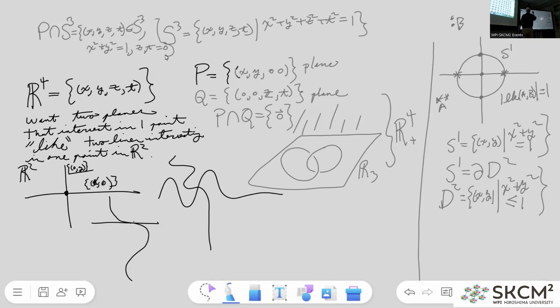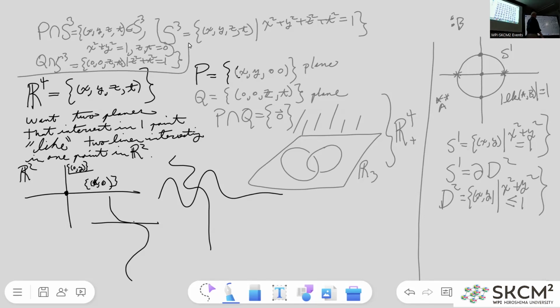Sorry, see what I'm saying. We're just going to have x and y. So that's a circle, x squared plus y squared equals 1, sitting inside of the 3-sphere. First two coordinates, circle. The other one, Q intersected with S3, is the second two coordinate circle. It's the set of 0, 0, z, t, such that z squared plus t squared is equal to 1. Those are two circles sitting inside the 3-sphere, described algebraically.